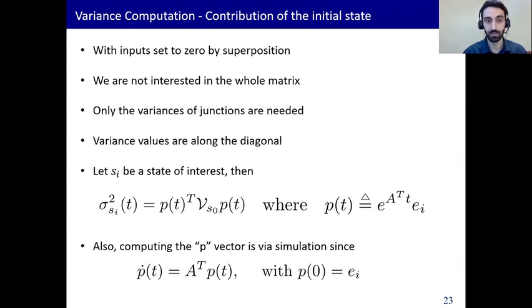And since we're interested in the variance of junctions, states of interest, let Si be a state of interest. The variance of state Si is given by P transpose Vs0 P. Vs0 is the covariance matrix of the initial state vector S0. And more importantly, P is the output of an ODE given by P dot equals A transpose P. A is the system matrix. So we can compute the contribution of the initial state by simulating an ODE in time.